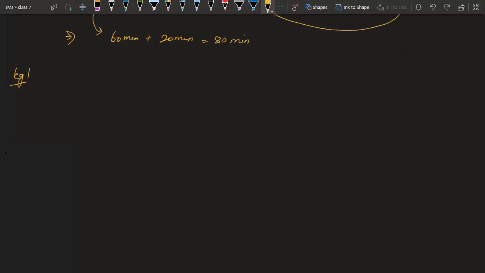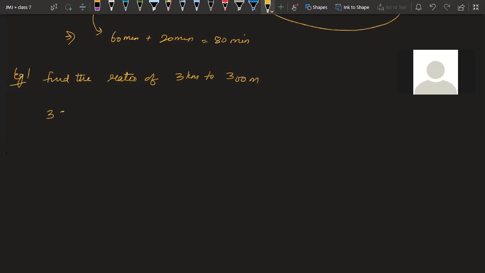First example is find the ratio of 3 kilometer to 300 meters. Find the ratio of 3 kilometer to 300 meters. So class, can we tell the ratio is 3 is to 300, and the answer is 1 is to 100? Is it correct like this? Can we say the ratio is 1 is to 100?